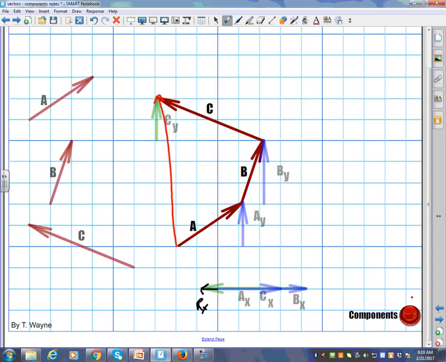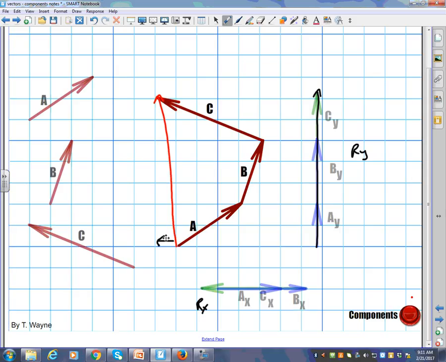Now let's do the same thing with the y's separately. There's AY, there's BY, place them tip to tail, and CY there, which makes the overall resultant y, RY, equal to that, right? And now here's the trick. You take Rx and you take Ry and you add them tip to tail, and because they're x and y, they're automatically 90 degrees, which means you can use Pythagoras, and guess where you end up?